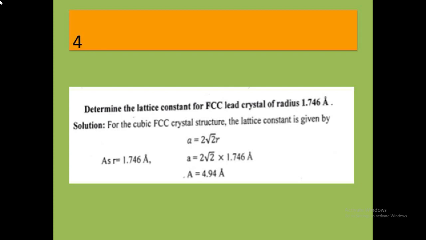Since no other parameter is involved, we will not convert angstrom into meter. We will keep it as it is, so that our answer we will get in angstrom. So a is equal to 2 root 2 into 1.746 angstrom. It is equal to a is equal to 4.94 angstrom. This is a very important numerical from MCQ point of view.